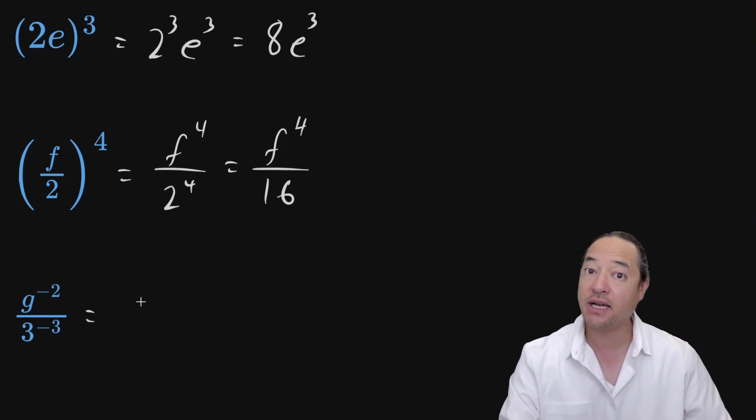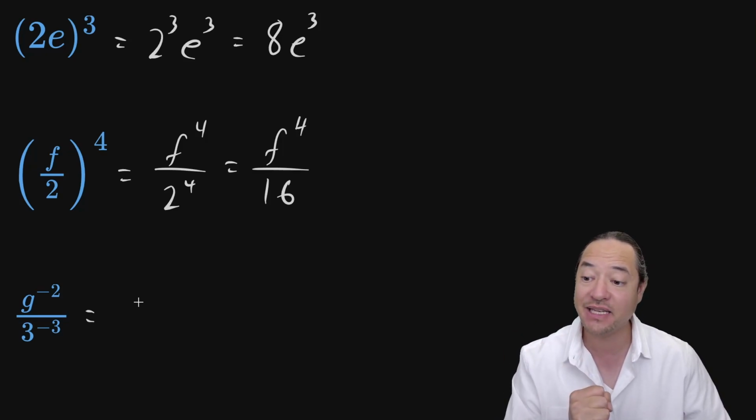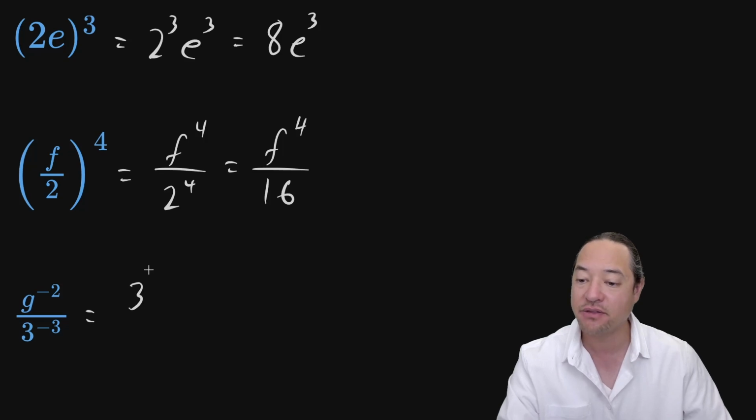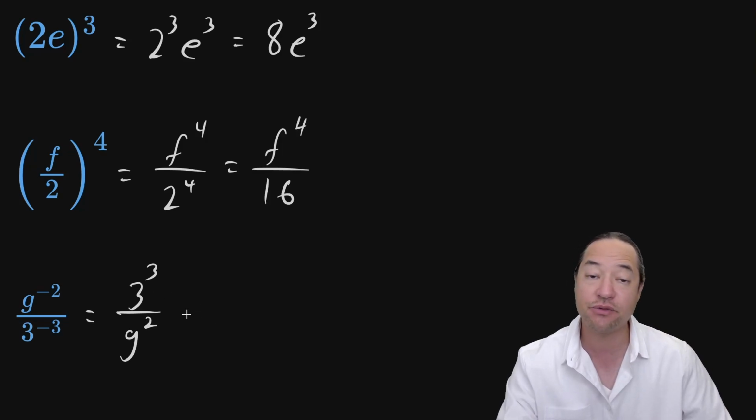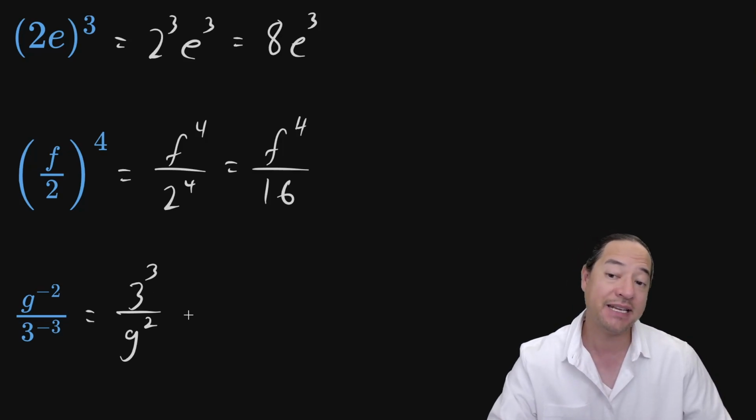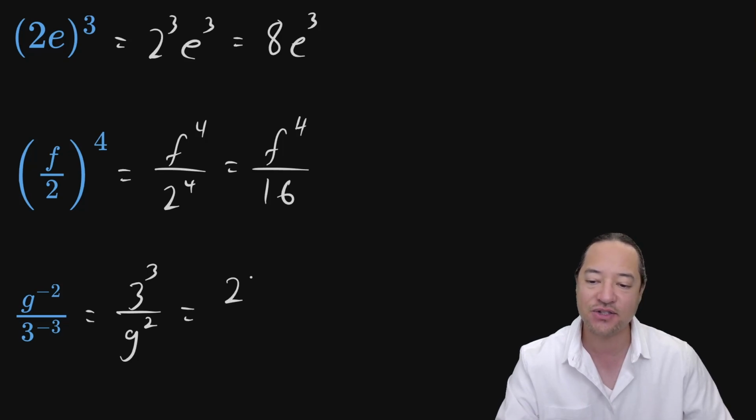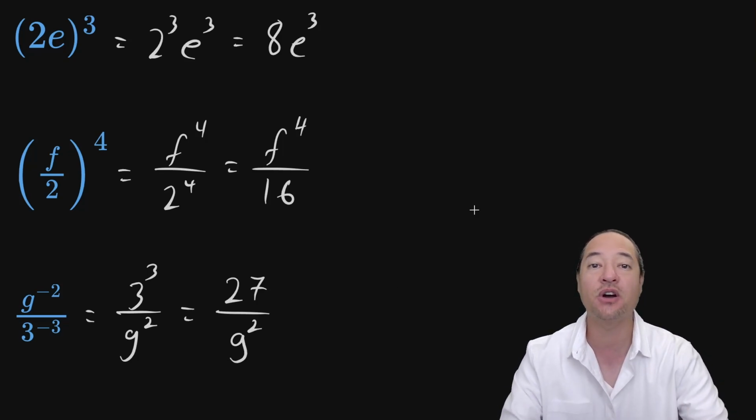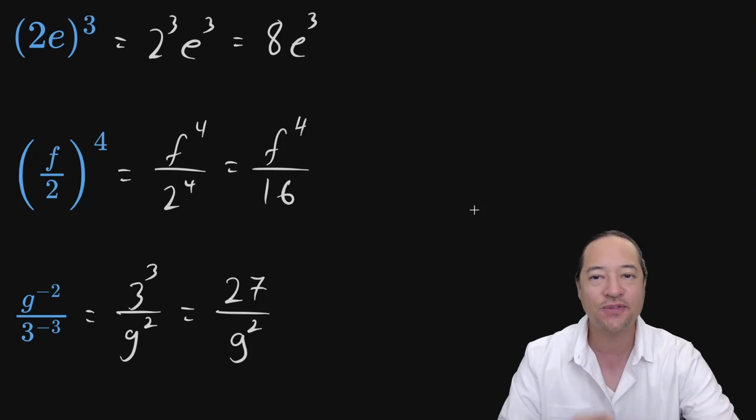There we go. And the last one here. Here we can take the reciprocal of both the numerator and the denominator to get rid of the negative exponent. So this is going to be the same as 3 to the positive 3rd power over g to the positive 2 power. But what is 3 to the 3rd power? Well, 3 times 3 is 9, 9 times 3 is 27. So this is 27 over g squared. Okay, so there we go. That's the first batch. Hopefully you got them.